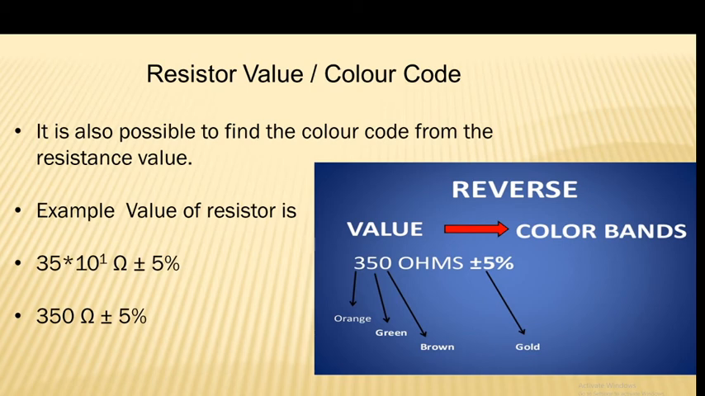For the first digit 3, the color assigned to this value is orange. For the second significant digit, the color assigned is green, and for the third value, the 1, the color assigned is brown. Hence the sequence of colors becomes orange, green, brown, and the plus minus 5% tolerance is indicated by the color gold.